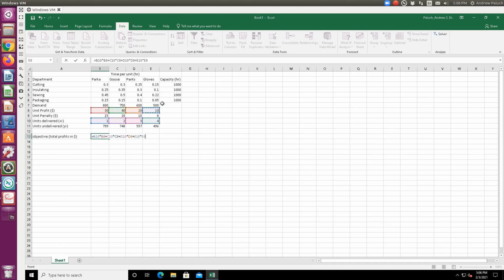And then we had to subtract off our penalties. So I'm going to do minus number of units undelivered of product type 1 times the penalty, minus number of units undelivered of product 2 times the corresponding penalty, minus number of undelivered units of product 3 times the penalty, minus the number of undelivered units of product 4 times the penalty.